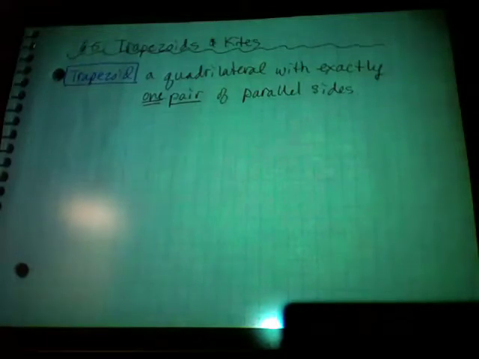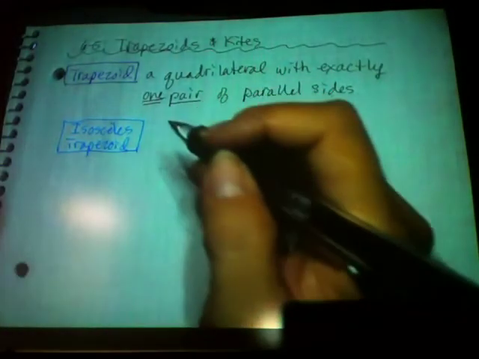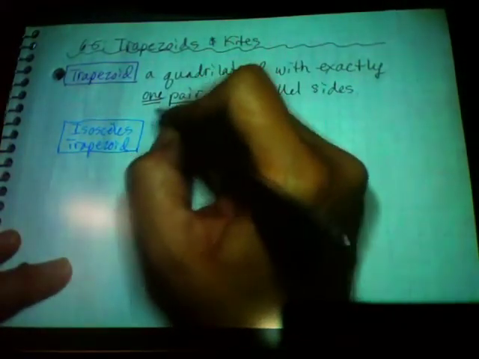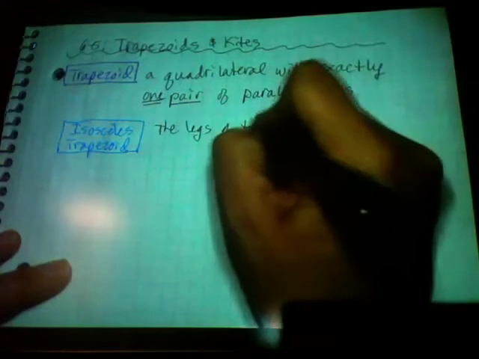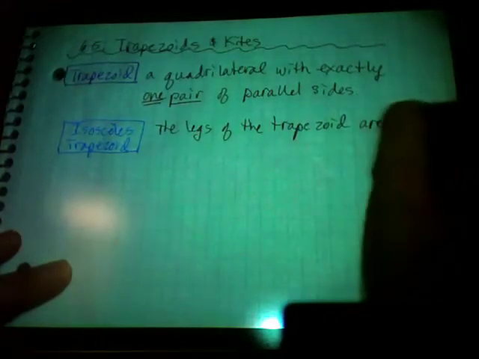Then there's one special type of trapezoid, and it is an isosceles trapezoid. And what makes an isosceles trapezoid different from a regular trapezoid is that its legs are congruent. And so we're going to look at what part are the legs of the trapezoid in a minute. So the legs of the trapezoid are congruent.